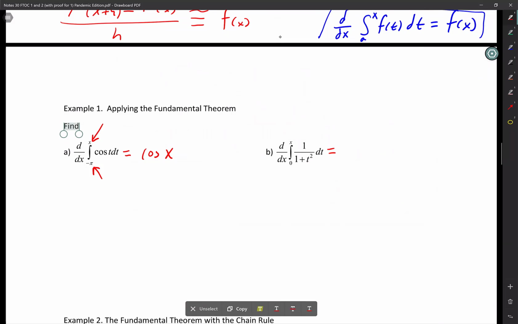Do I have a constant in the bottom? It doesn't even matter what constant. Do I have a constant in the bottom? I do. Do I have a variable at the top? I do. So the derivative of that expression is 1 over 1 plus x squared.